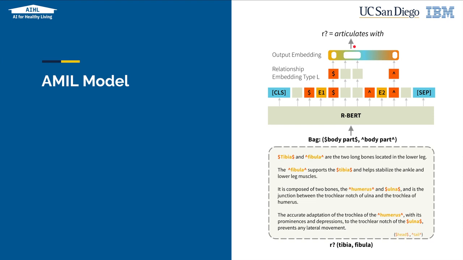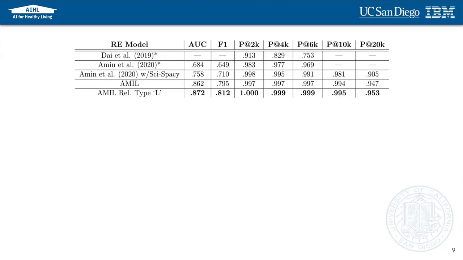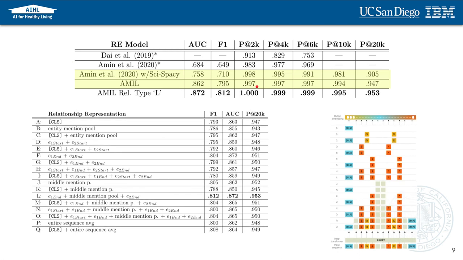Looking at the performance, we see here that AML beats the current state-of-the-art in almost all metrics, and our novel relationship embedding type L here ends up improving again on top of our AML baseline.